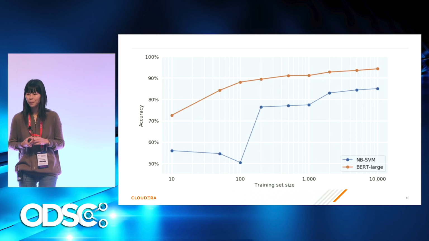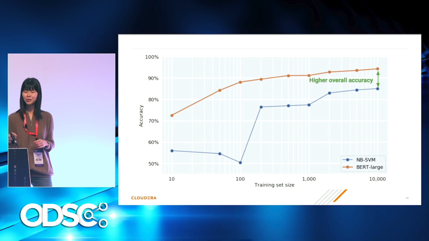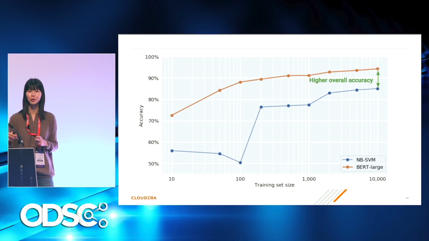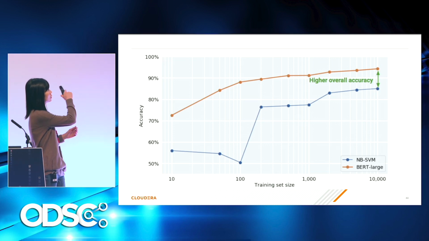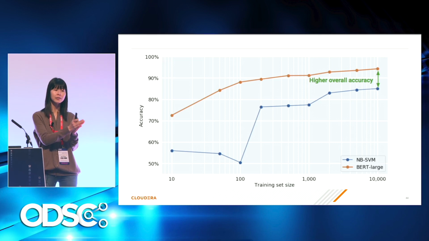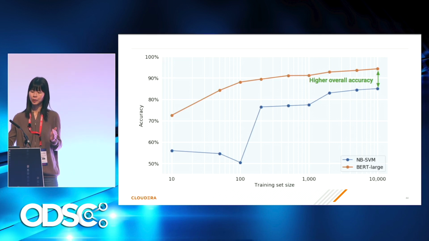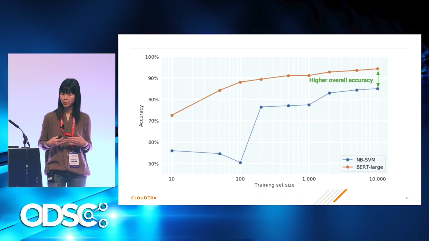How does it look? We find, and it should be very obvious at first, that you get higher overall accuracy with the BERT large. Let me try to orient you. The x-axis is the training set size. So we tested training data with 10 samples all the way to 10,000 samples. And then the y-axis is the accuracy. With BERT large, you observe generally higher overall accuracy, which is not unexpected.